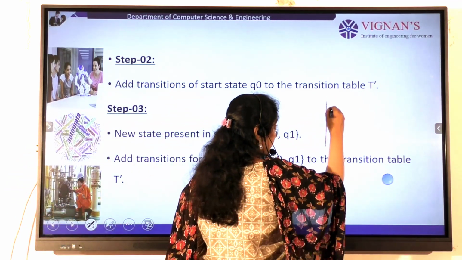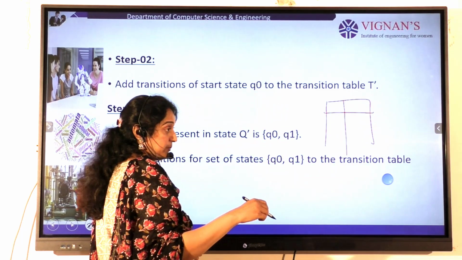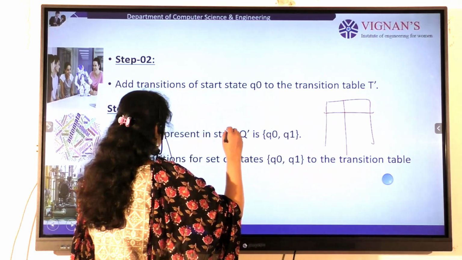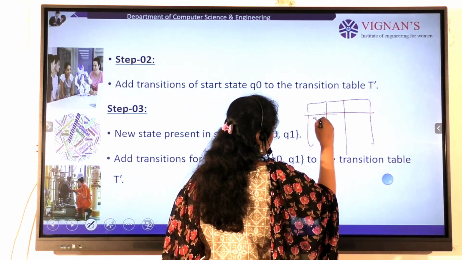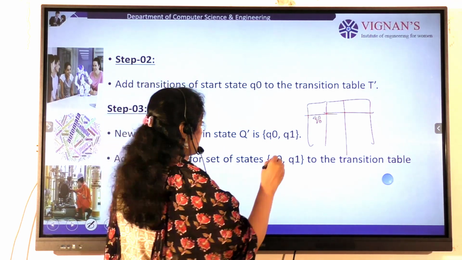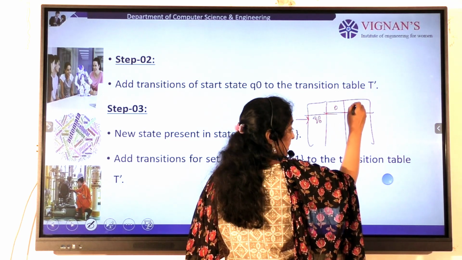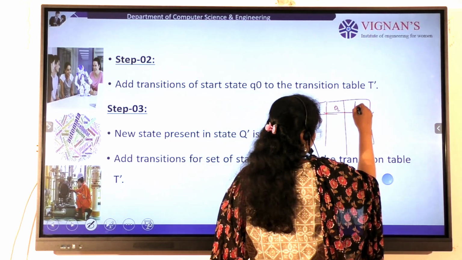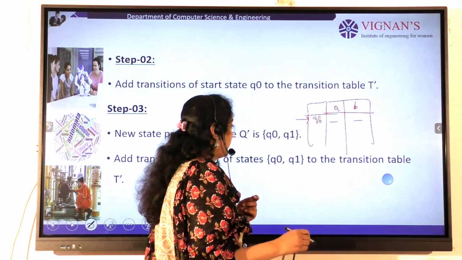As we have seen in the previous step, we are going to construct a transition table. What is the first entry that it should contain? The first entry should contain the initial state, so we need to start from the initial state. We have to write where the initial state reaches by reading input symbol 0 and input symbol 1, or input symbol A or input symbol B. That is what we are going to write here.